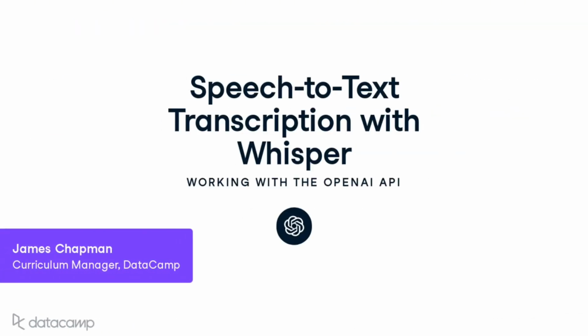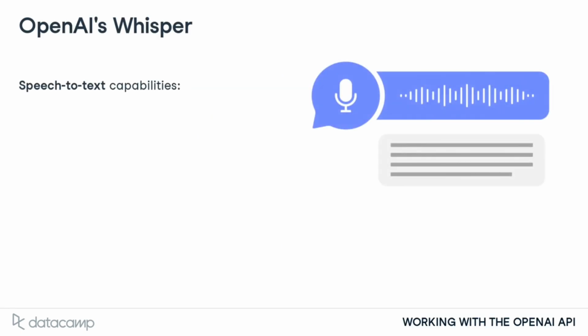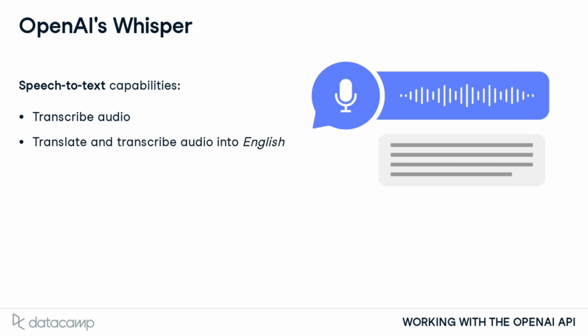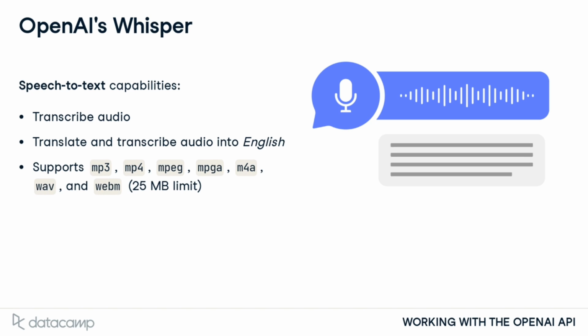Welcome back. We're now going to move away from OpenAI's text models to take a look at the functionality of their audio models. OpenAI's Whisper model has speech-to-text capabilities that can be used to create audio transcripts or translate audio from one language into an English transcript. The model supports many of the most common audio file formats, but does place a limit on the size of the audio file. Whisper has potential applications in automating transcripts, as well as accessibility features like caption generation. In this video, we'll discuss creating transcripts.